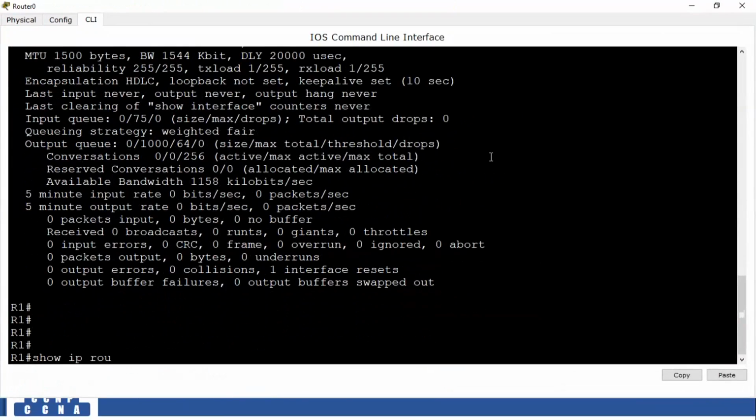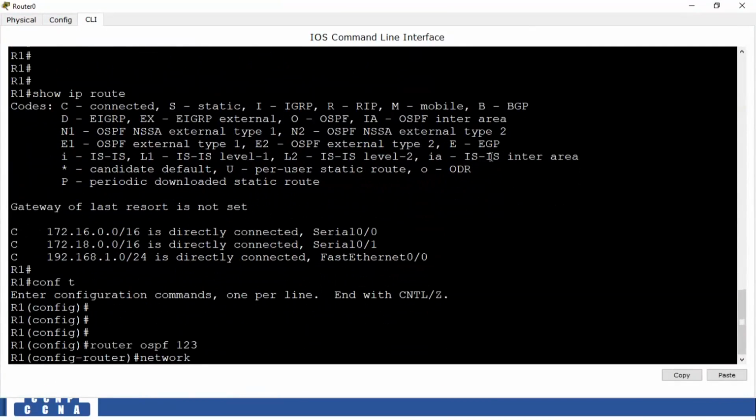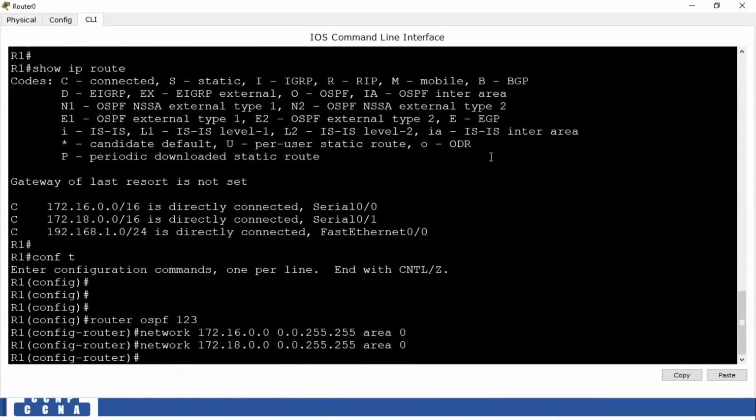First step, open the routing table to get the directly connected networks. Router OSPF process ID 123, network 172.16.0.0, wildcard mask 0.0.255.255, area 0. The next network is the 18 dot network, and the LAN network 192.168.1.0, wildcard mask 0.0.0.255, area 0.